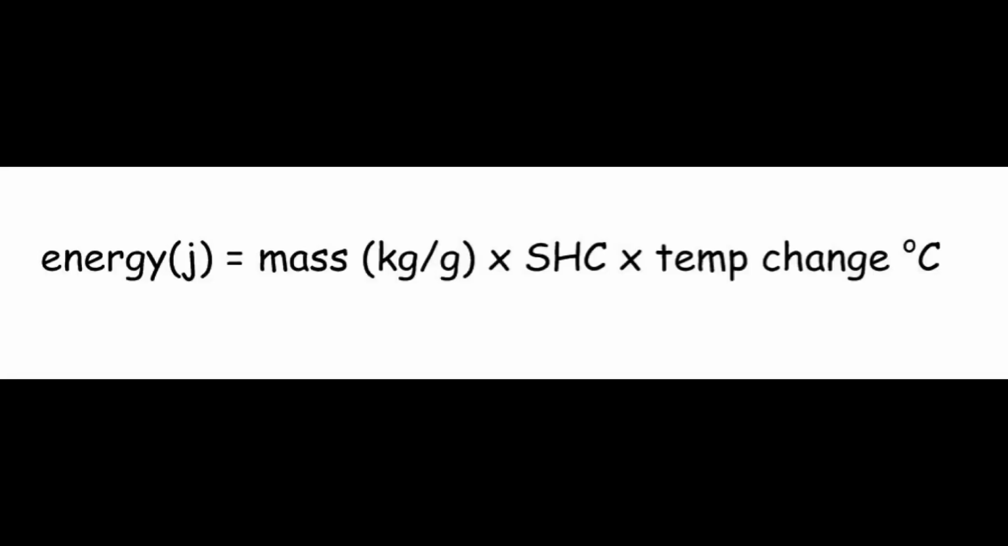The equation we have to use when working out specific heat capacity, energy and mass is energy equals mass times specific heat capacity times temperature change.